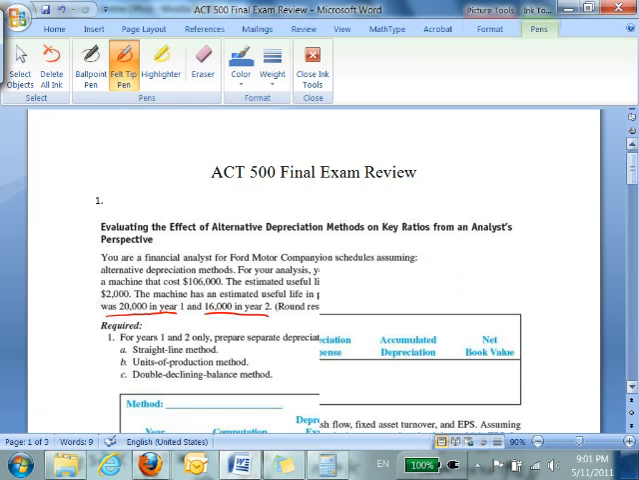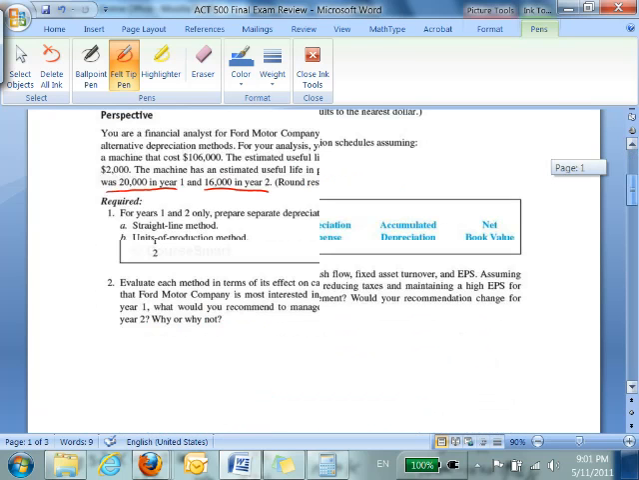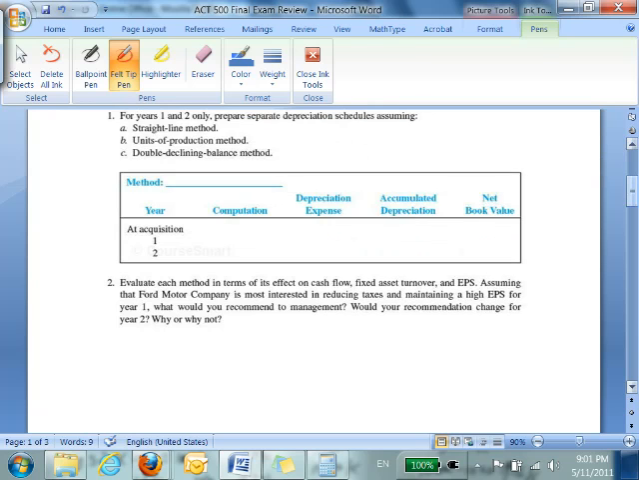And the next one is the essay problem. I don't think I'm going to ask you to finish the essay problem, but I want to tell you how to answer this type of question. I expect you to understand, like, evaluate each method in terms of its effects on cash flow. Okay, first let's take a look.